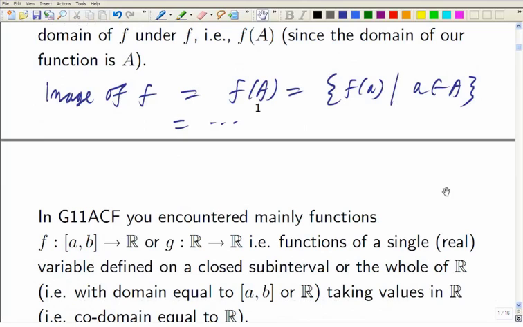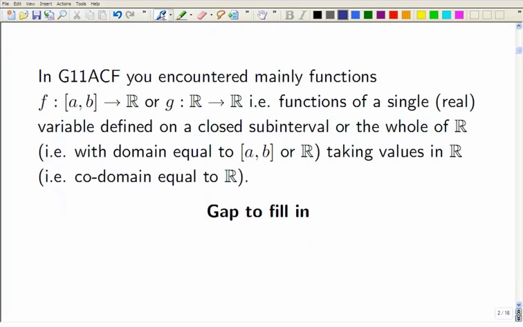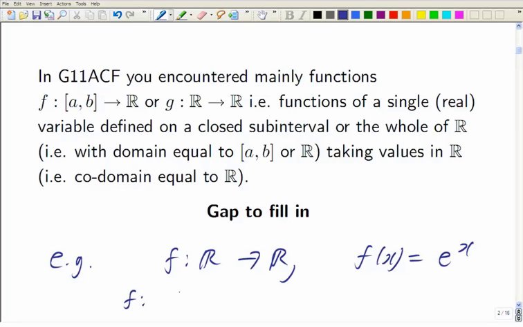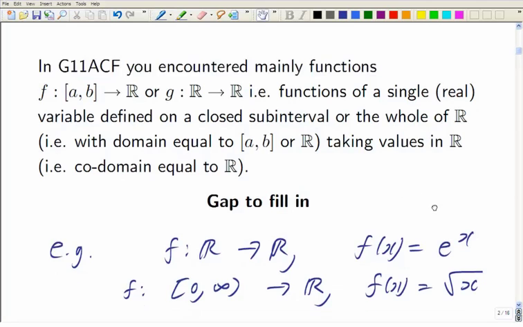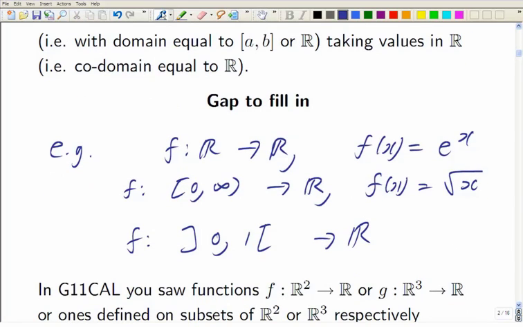So in analytical and computational foundations, G11 ACF, you mostly dealt with functions of one variable, whereas in calculus, you often dealt with functions of several variables. So what sort of functions would you have dealt with in ACF? You could have f from R to R, f of x equals e to the x, or you could have f from R plus to R, where f of x equals the non-negative square root of x, or f from, say, (0, 1] to R defined by f of x equals 1 over x. These would all be perfectly good functions.